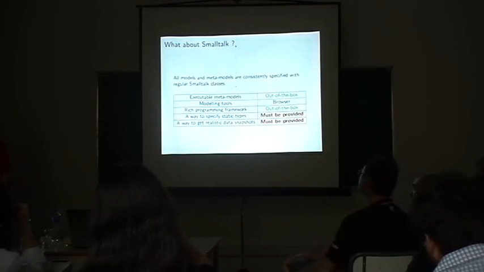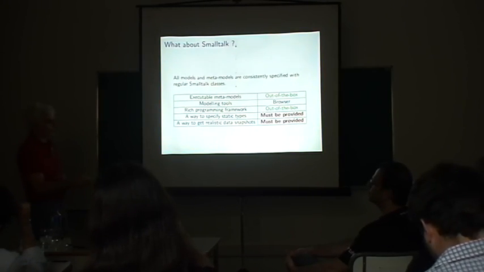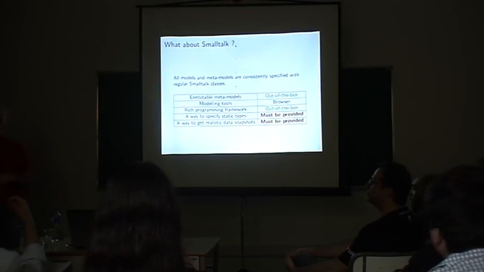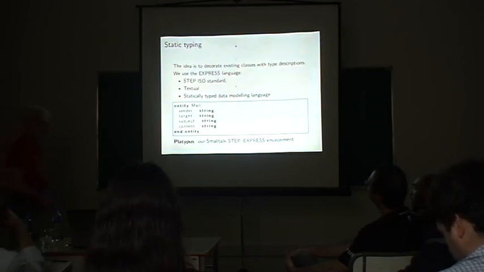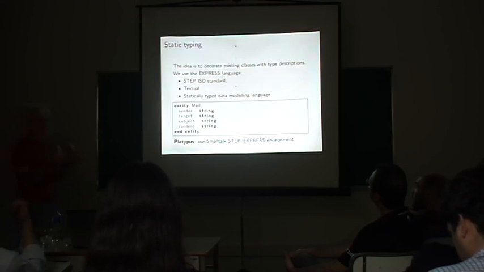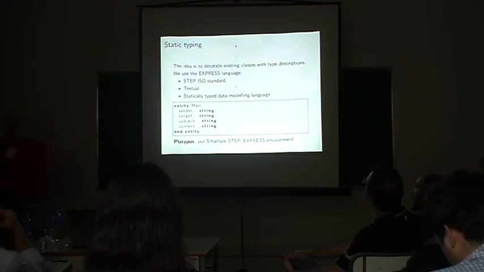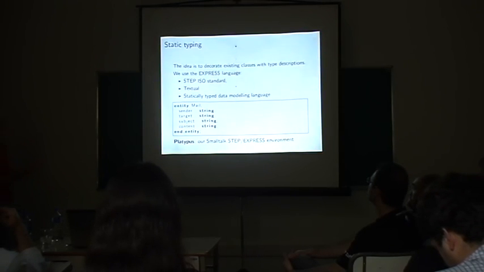A way to specify static types, and a way to get realistic data snapshots from the target system. The first point is static typing. What could be done is to use another language to decorate the specification of your classes in order to indicate the static types for your models.